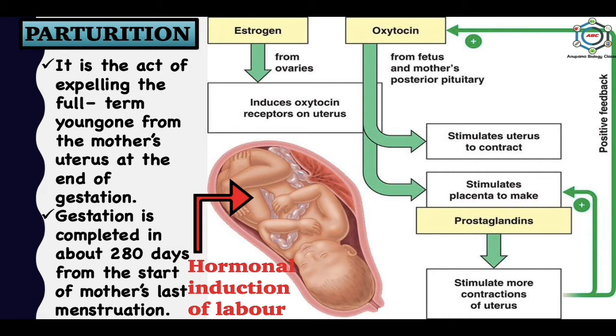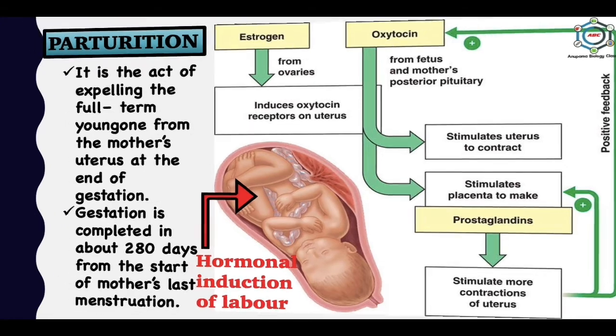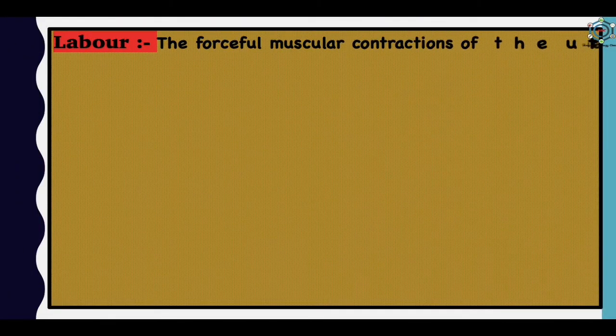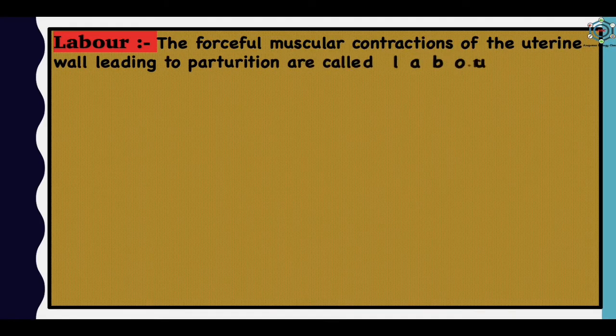It also stimulates the placenta to secrete prostaglandins, which stimulate the contraction of the uterus. And here the uterine contraction, by positive feedback, induces continuation of oxytocin and prostaglandin production. So this is the positive feedback and hormonal induction of labor. Now, what is labor? Labor is the forceful muscular contraction of the uterine wall leading to parturition.